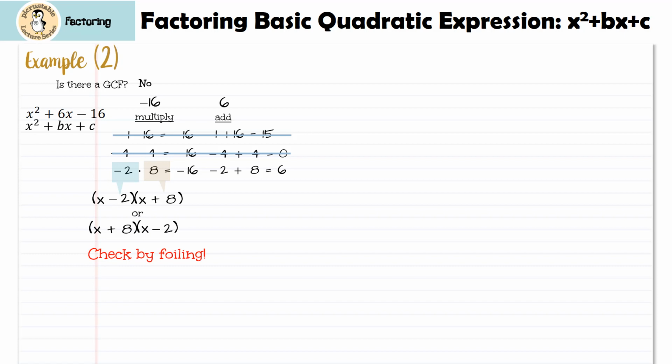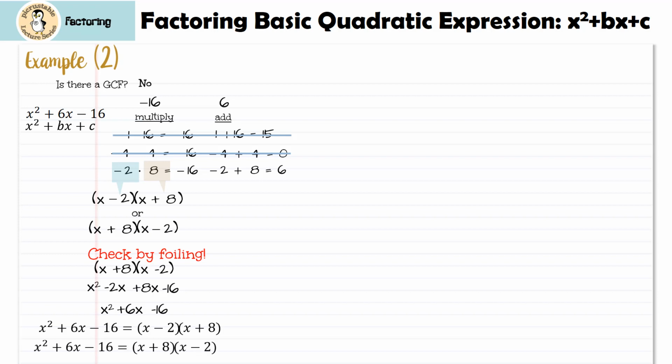Let's check by FOILing, just to make sure we're right. We're going to do first x times x, which is x squared. Then we're going to do the outside, which is x times negative 2, which is negative 2x. The inside, which is 8 times x, which is 8x. And finally, the last, which is 8 times negative 2, which is negative 16. We're going to collect like terms, so we end up with x squared plus 6x minus 16. So, hey, what exactly does that mean? It means that x squared plus 6x minus 16 can be factored into x minus 2 times x plus 8. Or you could have x plus 8 times x minus 2. They're exactly the same.